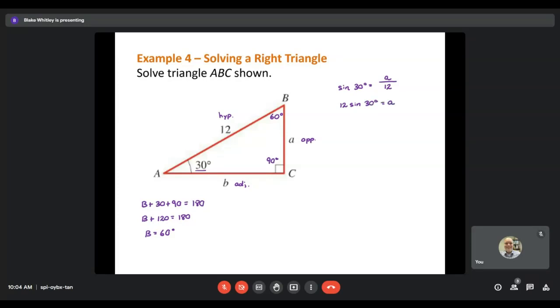Now, if you recall, 30 degrees is one of those special angles from our chart. So I'm going to go back to the chart and I'm going to find the sine of 30 degrees, and that should give us 1/2. So this is 12 times 1/2 is equal to A. And 12 times 1/2 should just give us 6. So my side A should be equal to 6 now.